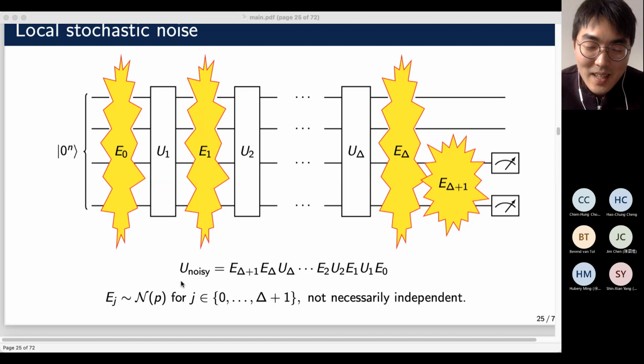So here I have U noisy, which is just this whole unitary including error. And here I need to mention that EJs are not necessarily independent. They might be somewhat correlated.